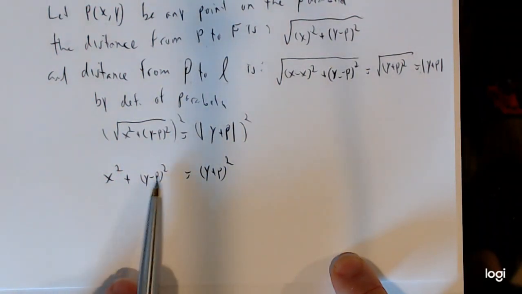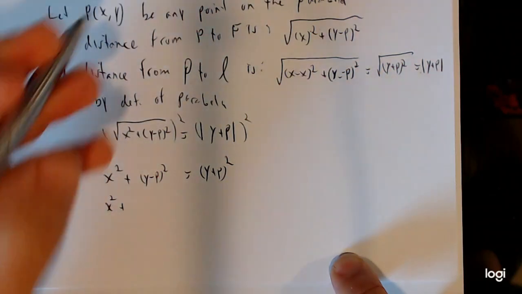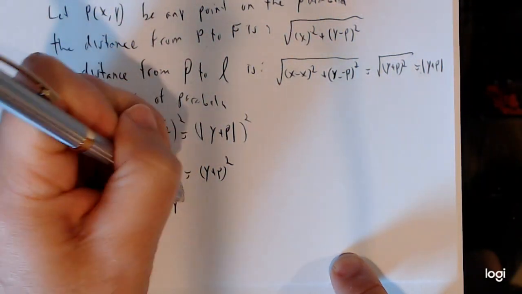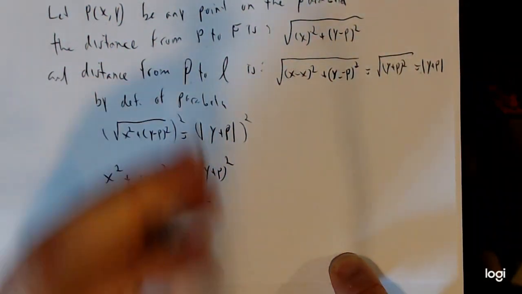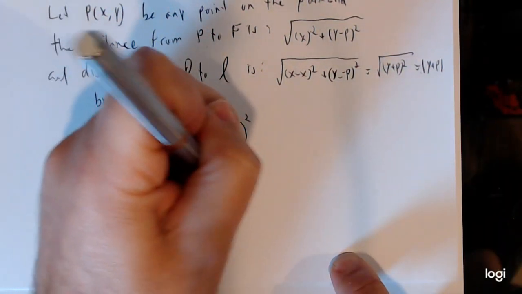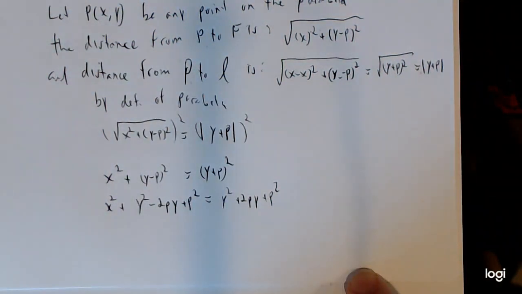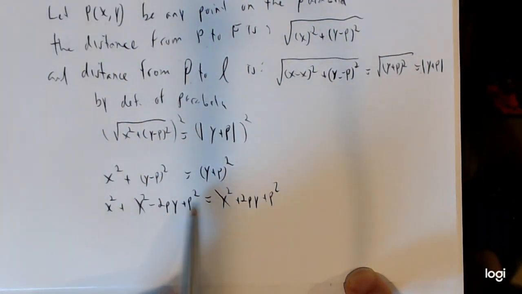So if I square this, what do I get? I get x squared plus (y minus p) quantity squared, which is y squared minus 2py plus p squared, equals, and the right side becomes what? If I square that, it'll be y squared plus 2py plus p squared. Now look at how nice this is. A bunch of things are going to cancel out. The y squareds are going to cancel out, because if I subtract them, they're gone. The p squareds are going to cancel out. If I subtract them, they're gone.